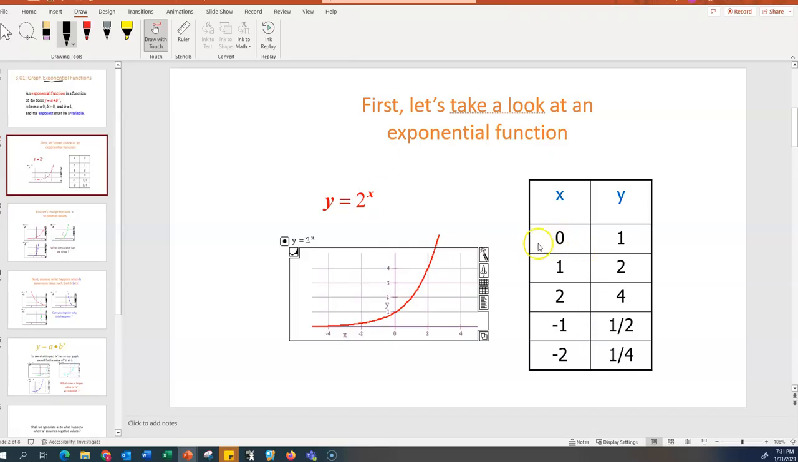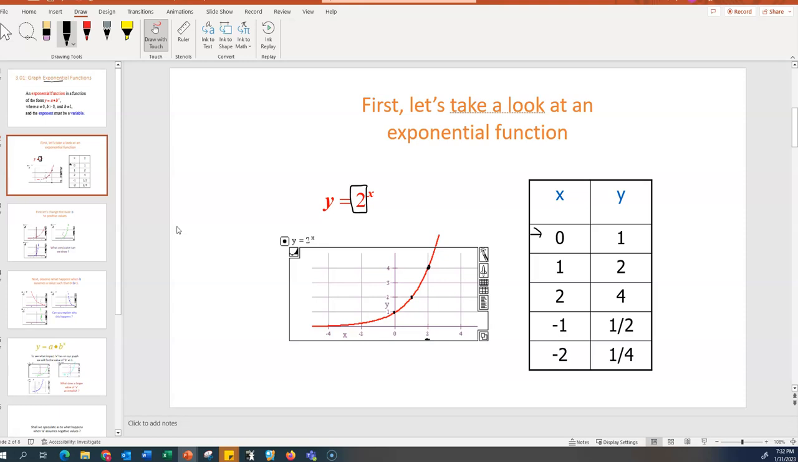If I were to plug in these numbers for x, 2 to the 0, anything to the 0 power is going to be 1. So if you go to 0, you would be at 1. If you put in a 1, 2 to the first power is just 2, so that would be here. 2 squared is 2 times 2, which is 4. And then if you go into the negatives, you can continue on. This is for if b, our base, is 2.